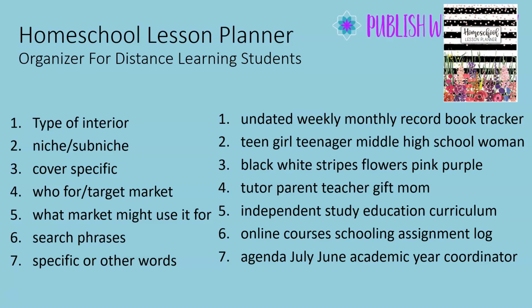All right, so type of interior: undated, weekly, monthly, record book, tracker. Those are other words that I think they might be searching for instead of homeschool lesson planner. Maybe they're looking for homeschool tracker, homeschool weekly tracker. Maybe they're looking for undated. If it's dated, then have dated. If it's undated, have undated. Be accurate in what it is. Don't try and deceive the customer, because Amazon does not like that. You want to show exactly what it is.